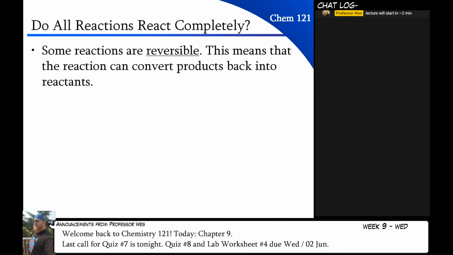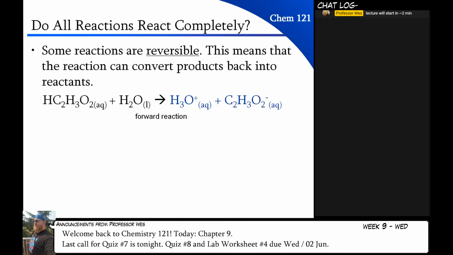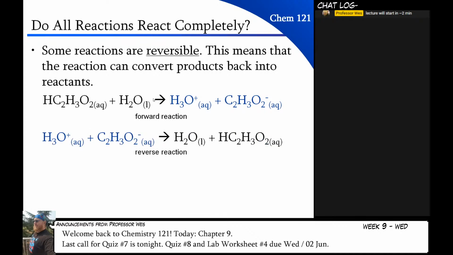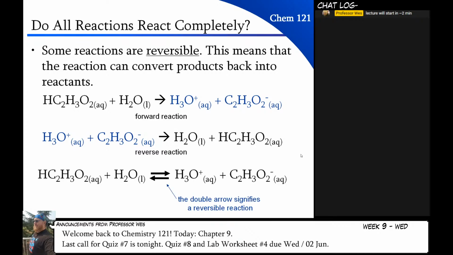So for every reaction, the possibility that our reaction can go in reverse exists. So if this is my forward reaction where my vinegar dissociates into my acid and then this acetate ion, what if these two bumped into each other? Well, they could react and I get my vinegar back, right? The way that we write this is that we write the reaction in the forward notation, but then we just write a double arrow. So this forward arrow and this backward arrow indicate that both directions are possible.